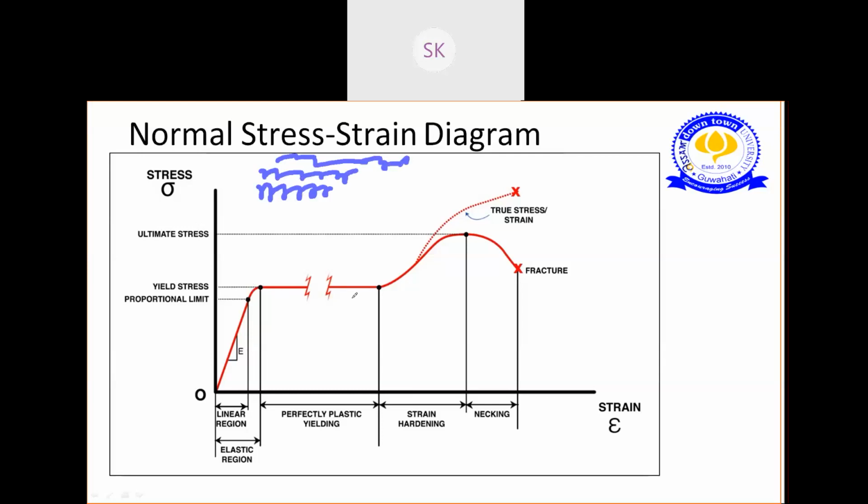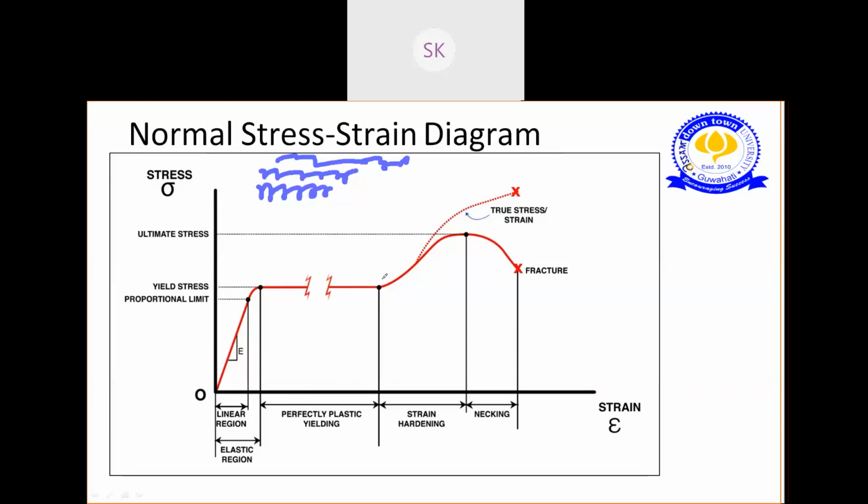So your member was in the elastic region for some time. After yield stress, your member comes to a plastic region. That means if you give a stress, it will get elongated. It will get deformation. It won't come back to its original position. So this part is nothing but perfectly plastic yielding. Now your section is in the plastic section.